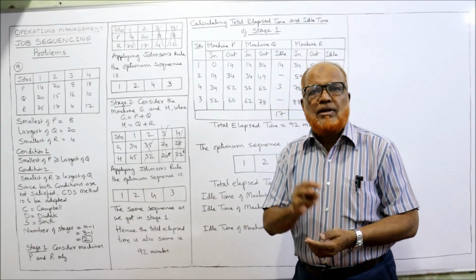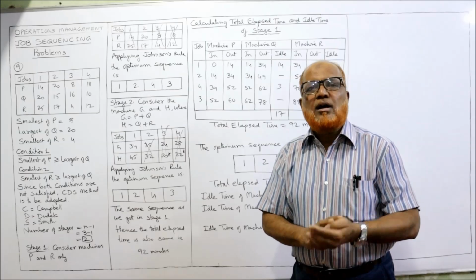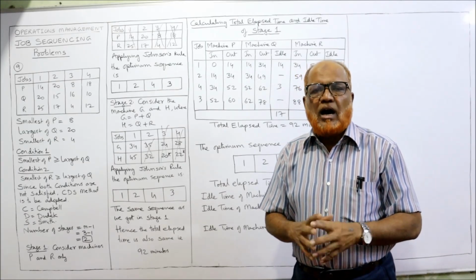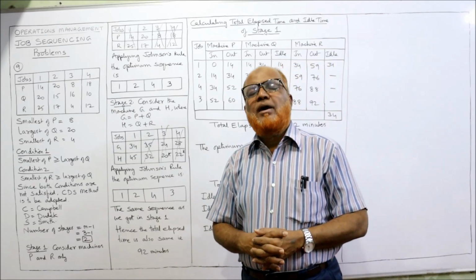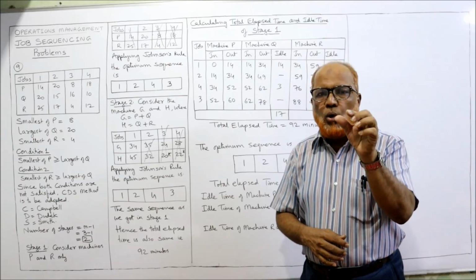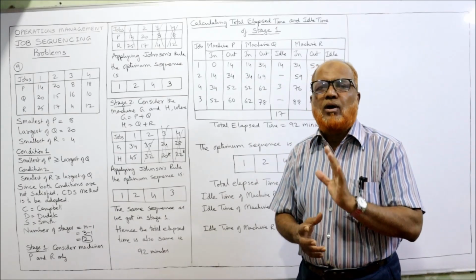How many stages completed? 3 stages. If 4 stages are needed, the 4th stage is also there: combine the first 4 and the last 4, like that. After calculating this, compare all the total elapsed times. Whichever stage has the lower total elapsed time, that sequence will be called the optimum sequence.